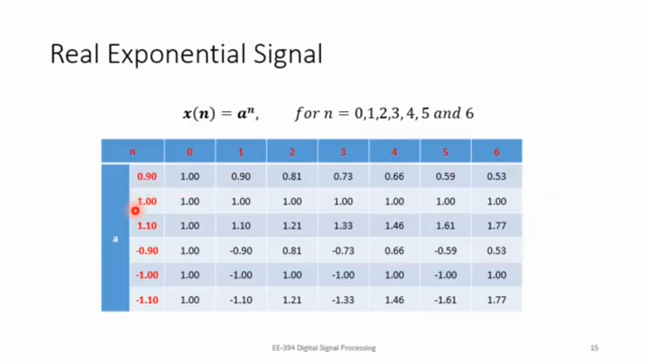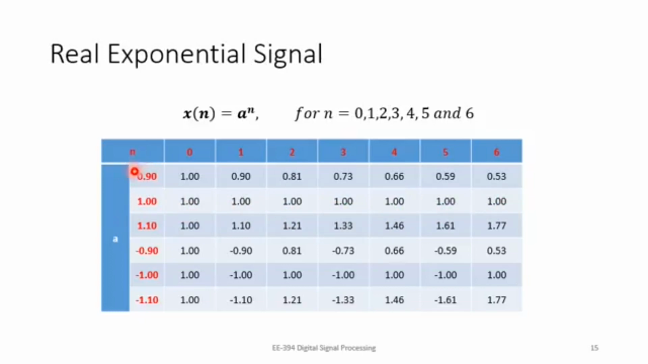Then what I do is I take another value of a. Now this is 1. So the signal values will be 1 raised to power 0, 1 raised to power 1, 1 raised to power 2, 1 raised to power 3, and so on. Because it is 1 raised to power whatever, all the values will be 1. So now we see that the signal values are not decreasing, they are just remaining constant, like a DC signal.